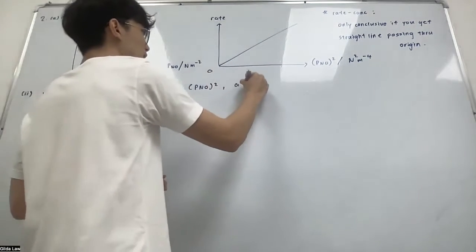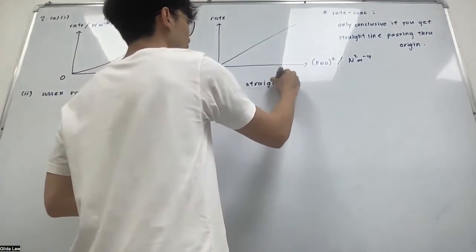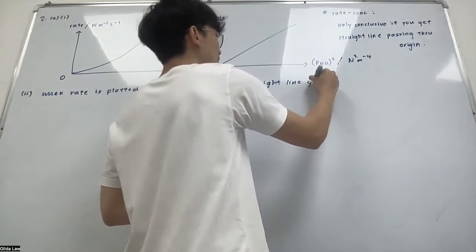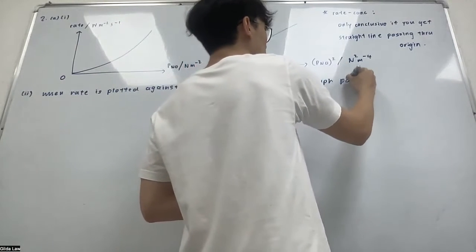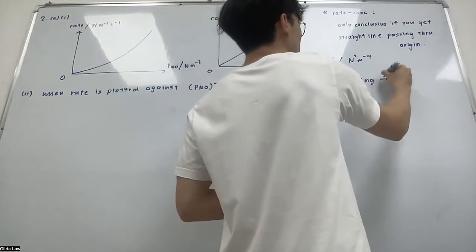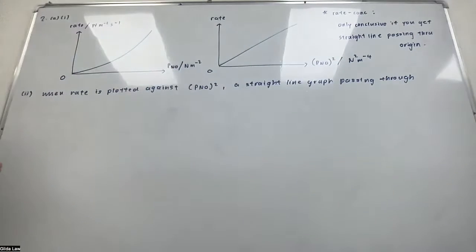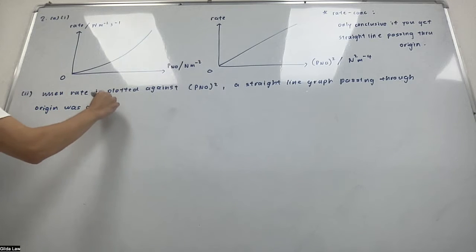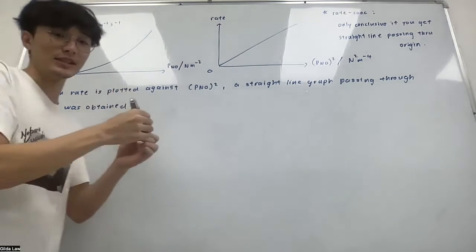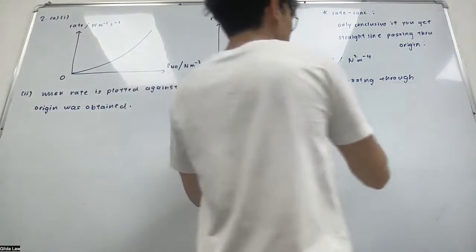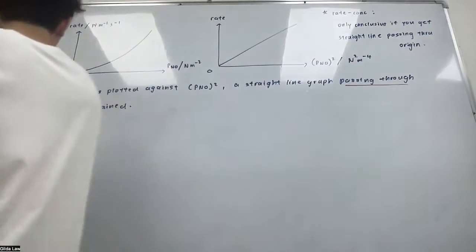You can just say a straight line graph passing through the origin was obtained. The passing through the origin part is very important, because that signifies a directly proportional relationship. Without passing through the origin, you cannot conclude anything from that. So this part over here, just go and highlight in your answer also. You might want to highlight, underline, whatever. Passing through the origin.